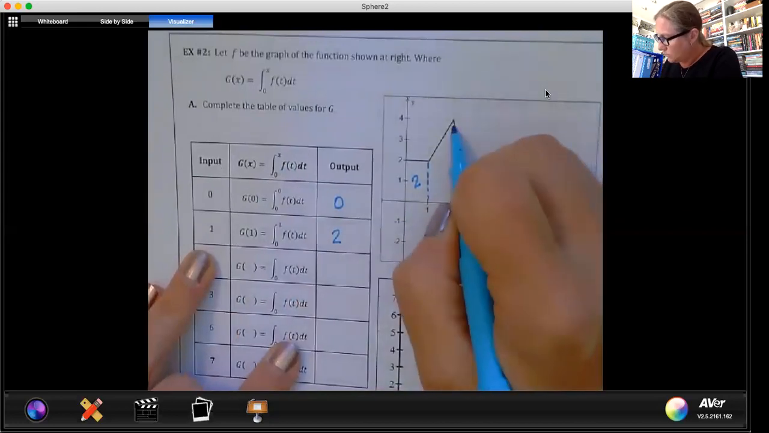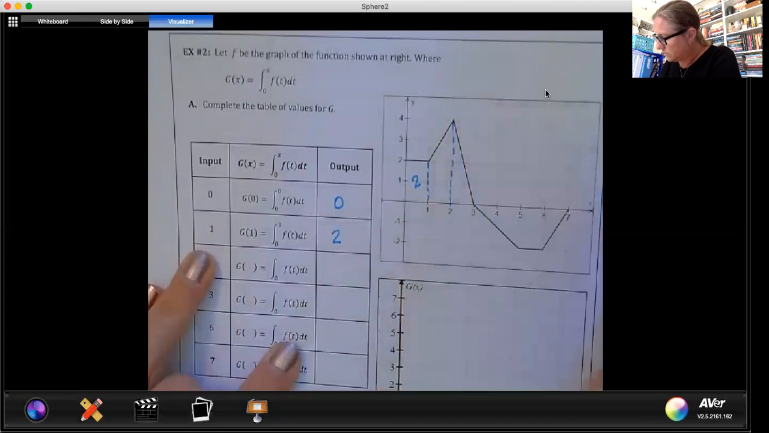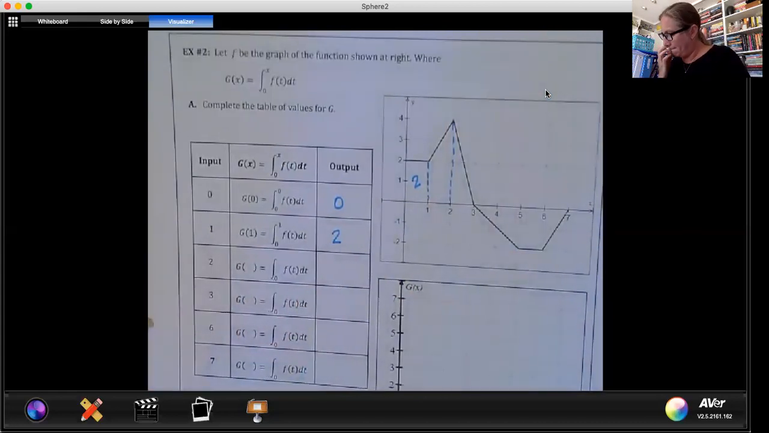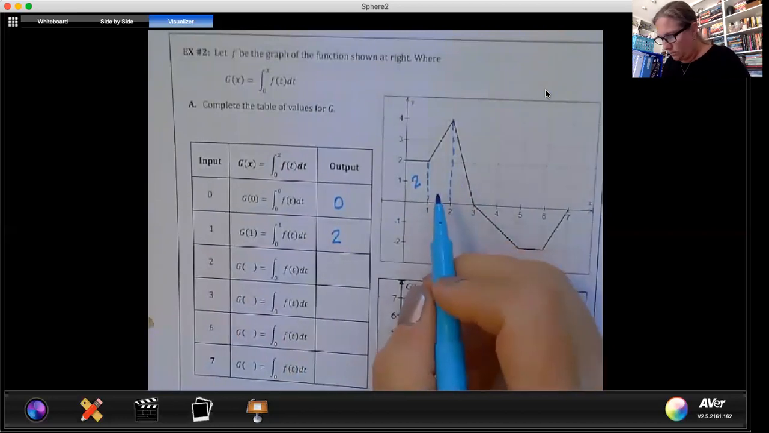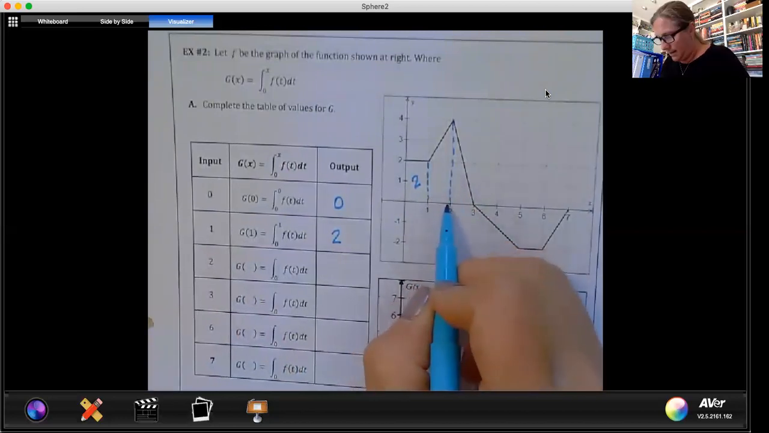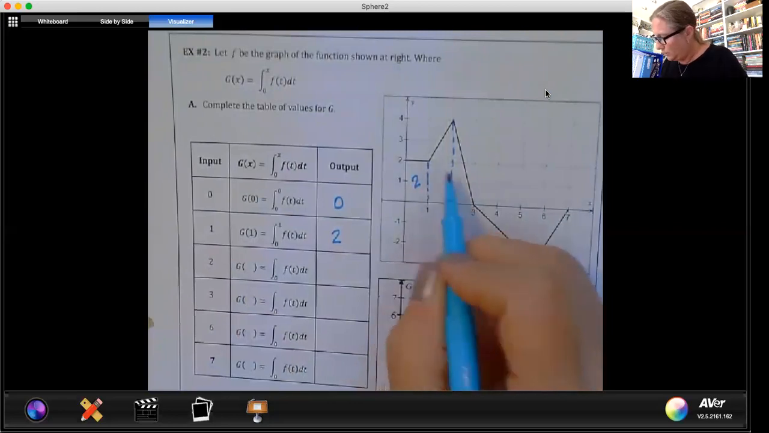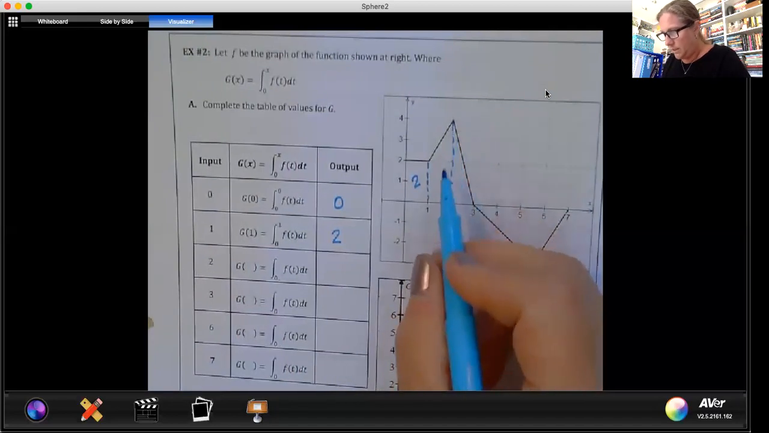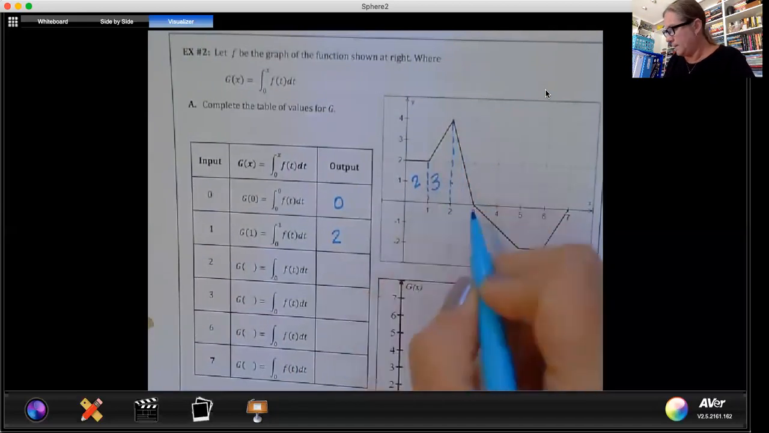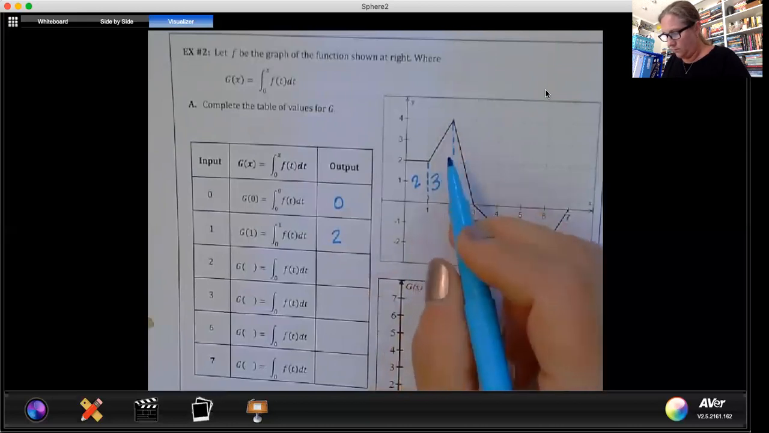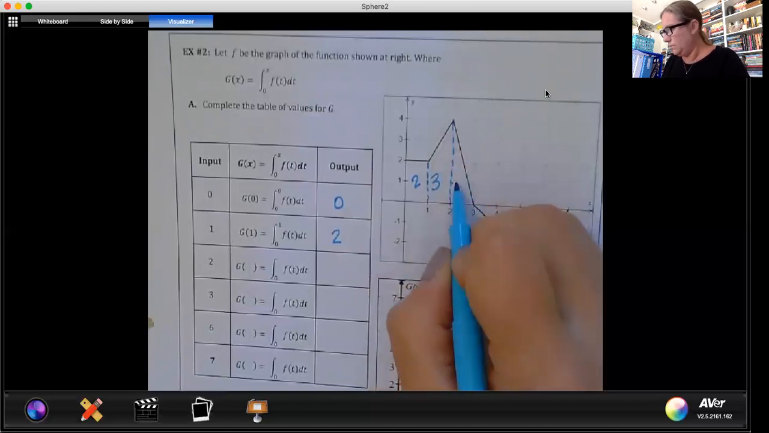Then here we have a trapezoid. So area, I'm just going to have my calculator handy. Area is 1/2 times the height, 1, times the sum of the bases, 2 plus 1, 2, 3, 4. And that's 3. And then this is a triangle, so 1/2 times the base, which is 1, times the height, which is 4. And that's 2.